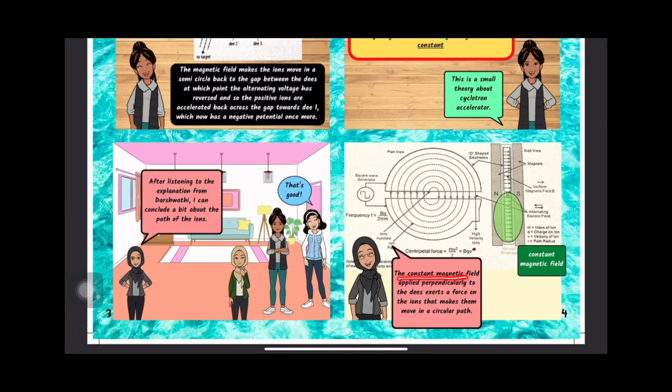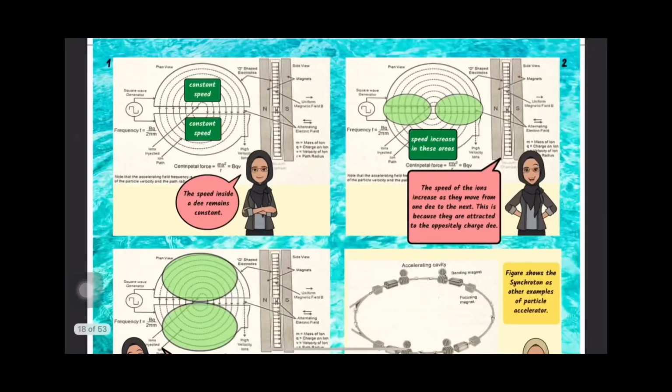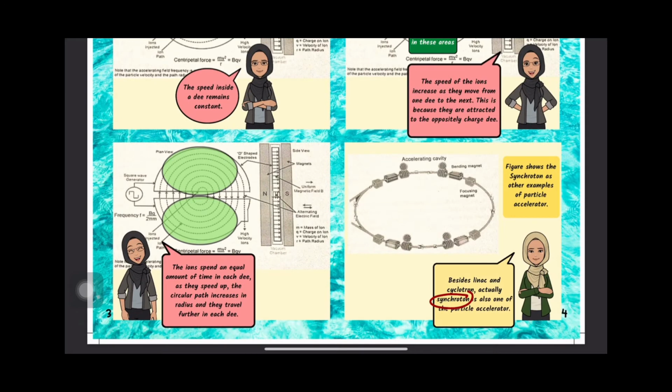Okay, the constant magnetic field applied perpendicularly to the disc exerts a force on the ion that makes it move in a circular path. Sebab tu dia boleh bergerak dalam circular path. Sebab kita ada B yang perpendicular dalam disc, dalam D ni. Okay, so sebenarnya ada satu lagi kita punya accelerator, iaitu kita panggil dia sebagai cyclotron. Okay, also one of the particle accelerators. So dia sangat panjang.